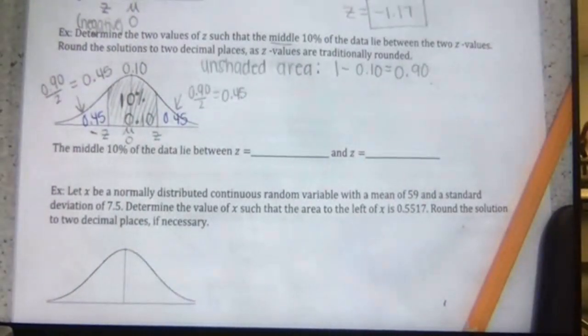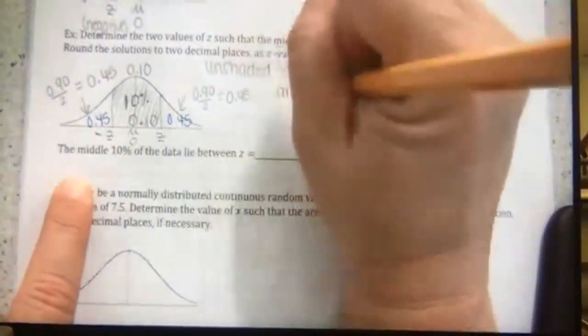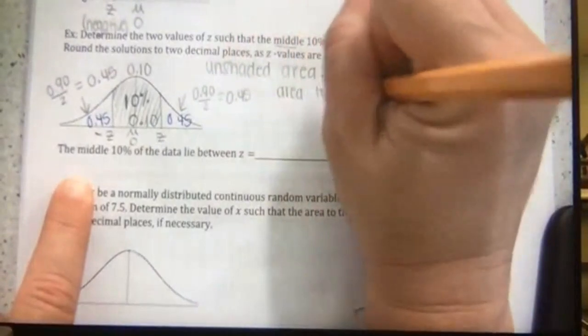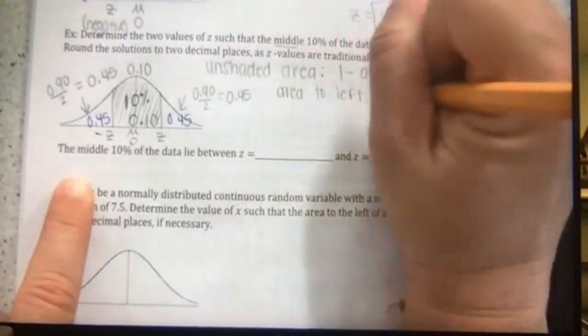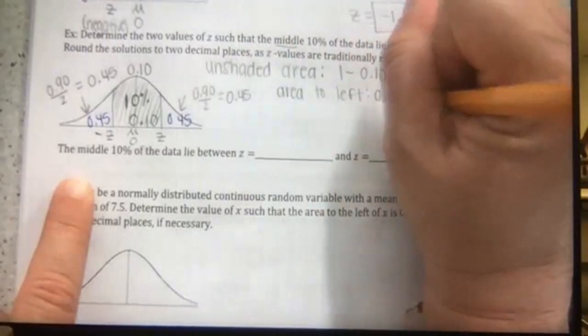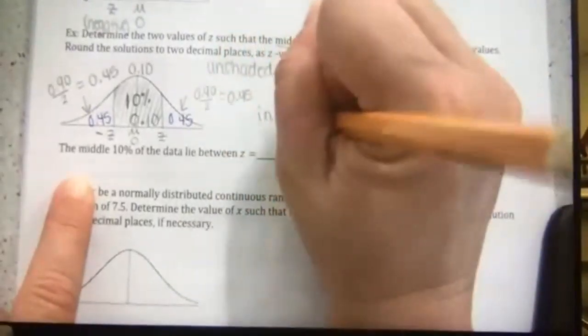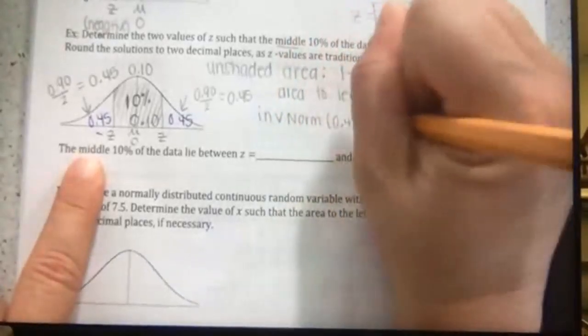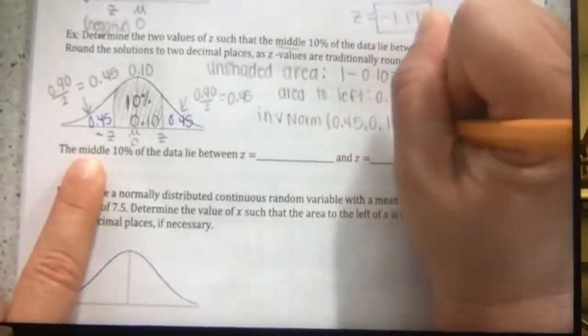All right, so area to the left is 0.45. Now it's just like the previous problem. So we're going to do inverse norm. Area to the left is 0.45, our mean is 0, standard deviation is 1. That's area to the left.